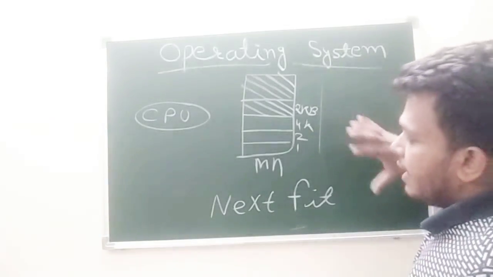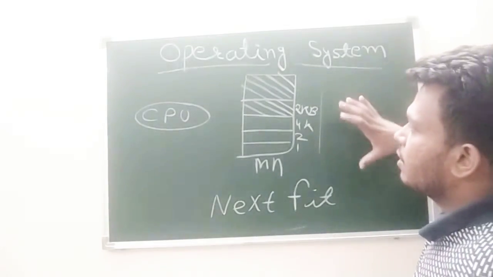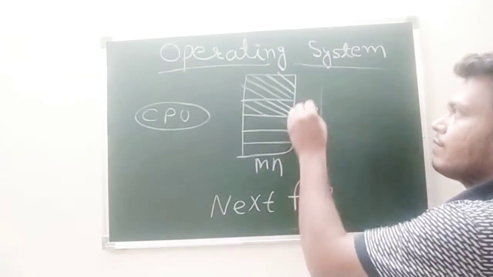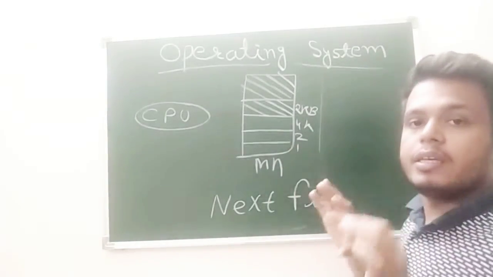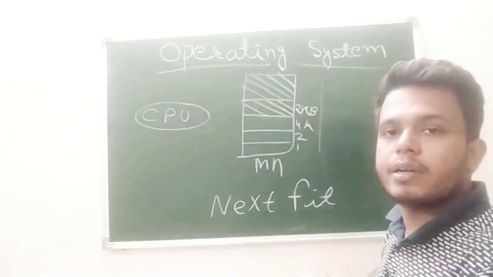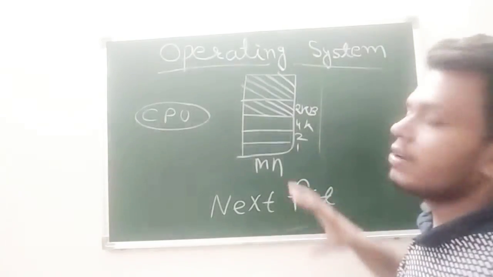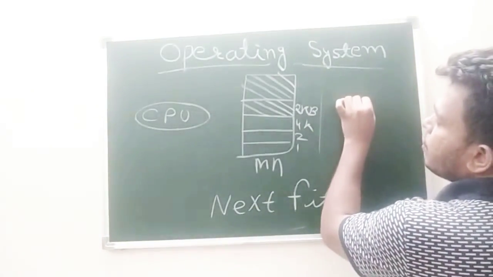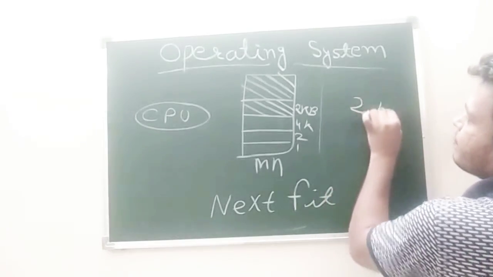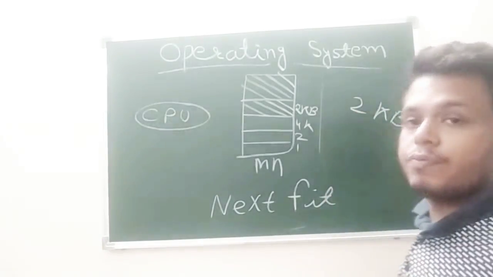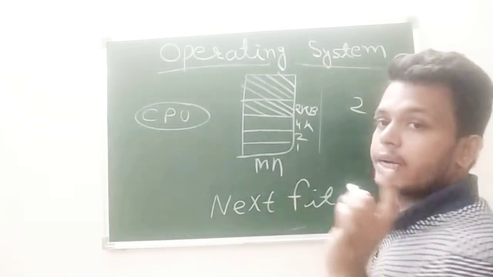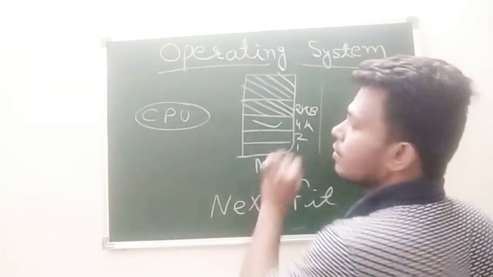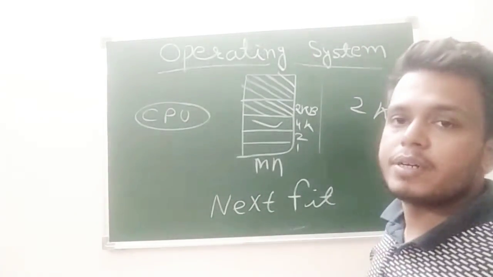So what does next fit say? Next fit says we will also note where the last pointer is, where we last filled a process. Suppose a process comes with the size of 2 KB. According to first fit, where will it reside? In this block. So what does next fit say?